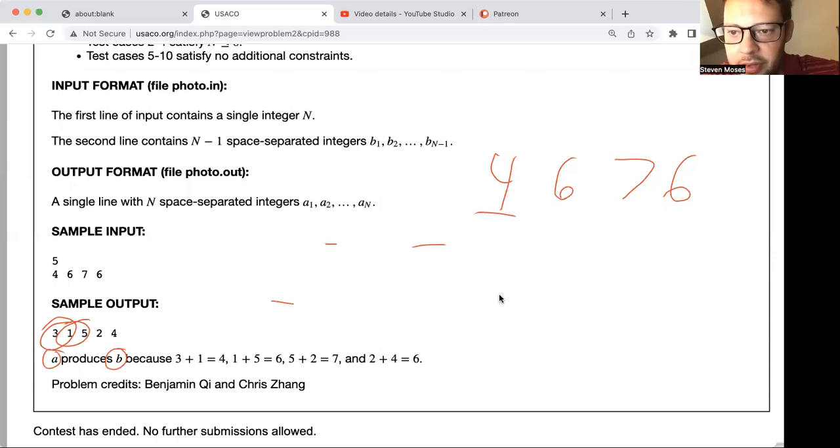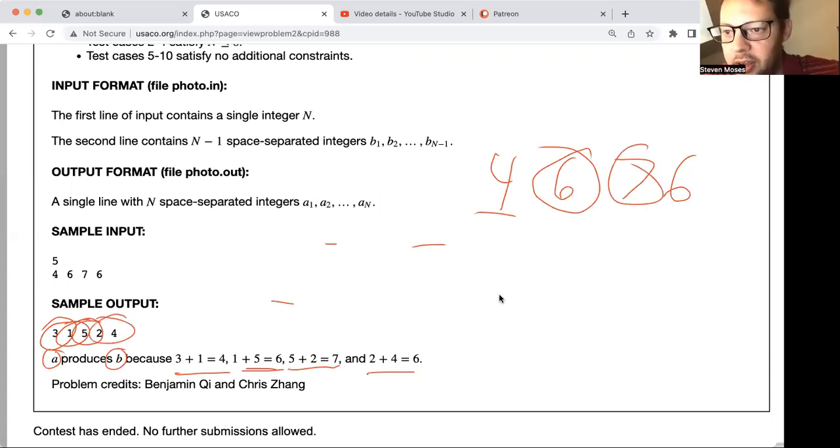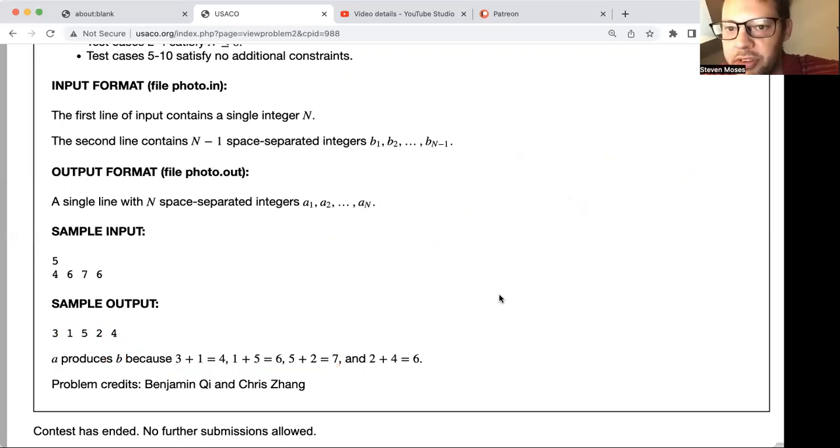1 plus 5 is 6. That's the second row. 1 plus 5 is 6. That's the 6. 5 plus 2 is 7. That's the 7. And then 2 plus 4, the last pair, is 6. Okay, so 4, 6, 7, 6.